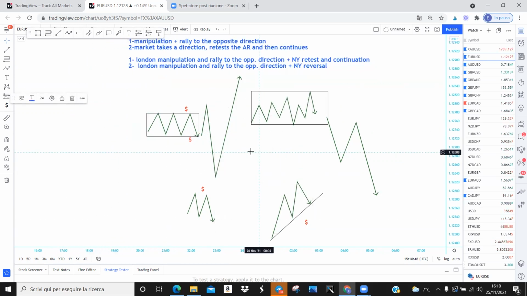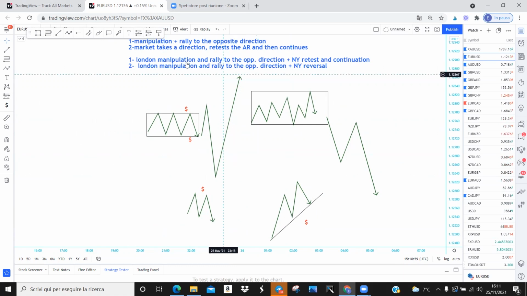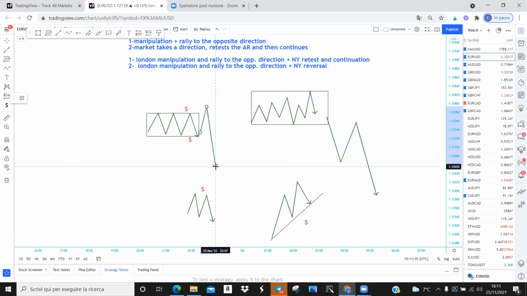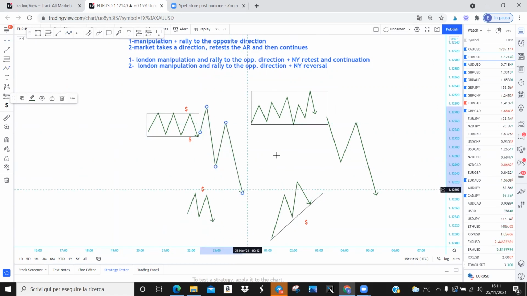So we have possibly London manipulation, and after the manipulation we take a direction, and then New York reversal, which is the last one that we talked about. We have London manipulation and rally to the opposite direction plus New York retest, which was this one: London manipulation plus taking a direction, New York retest for a continuation.